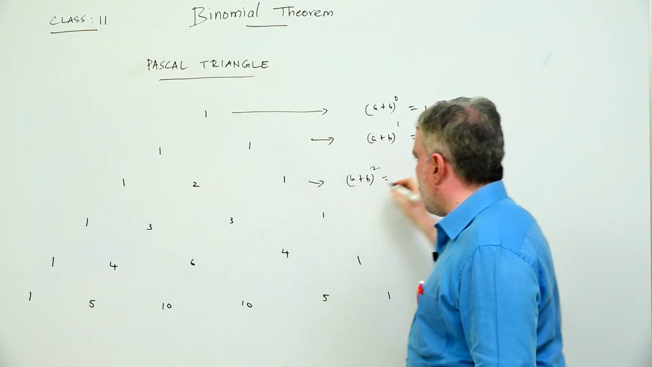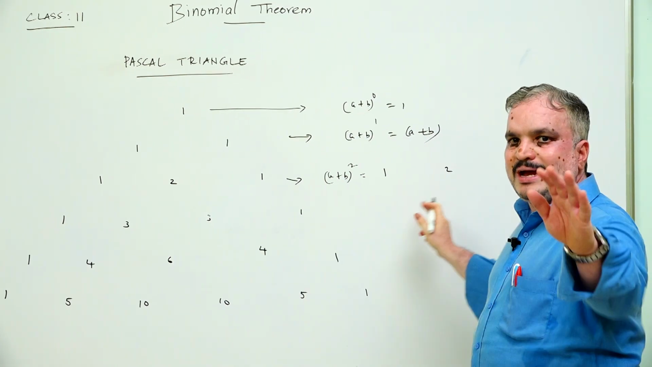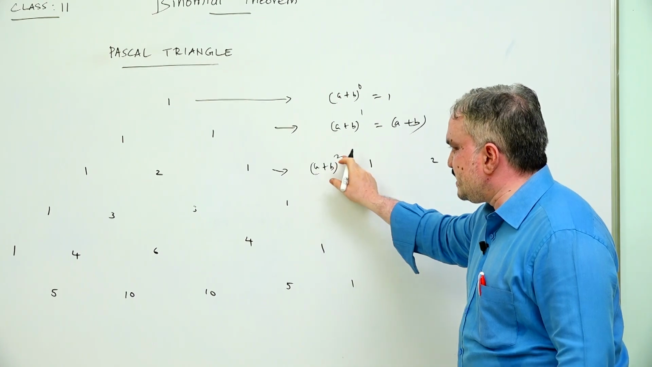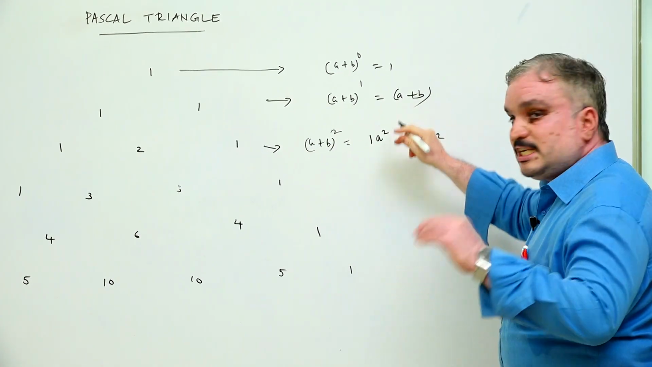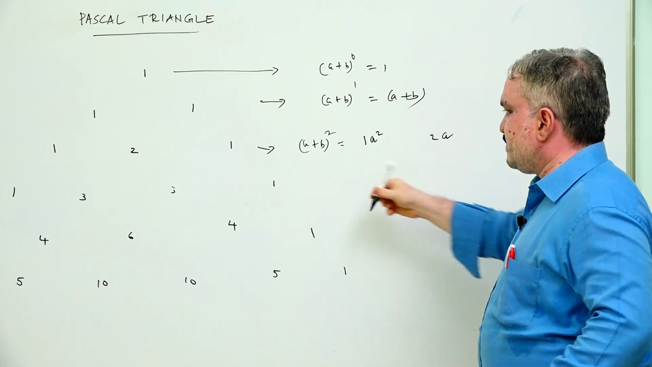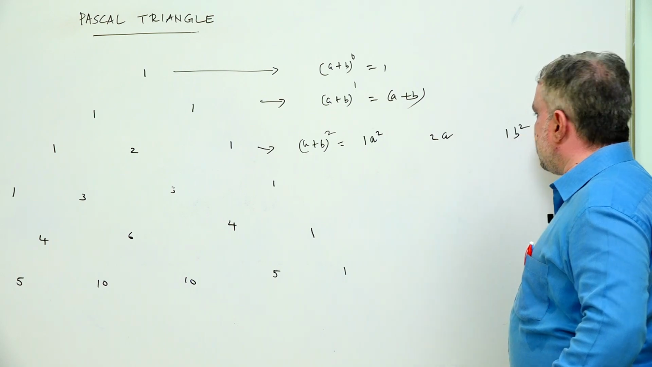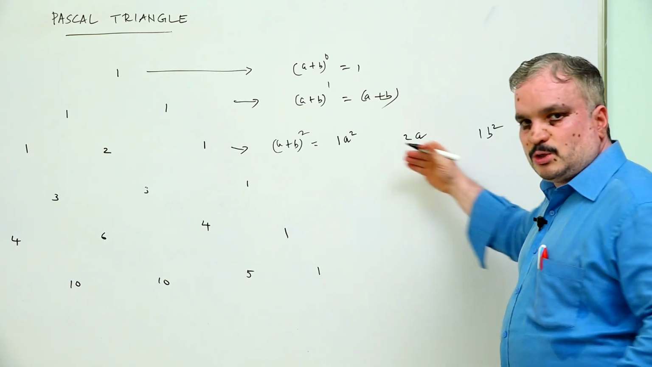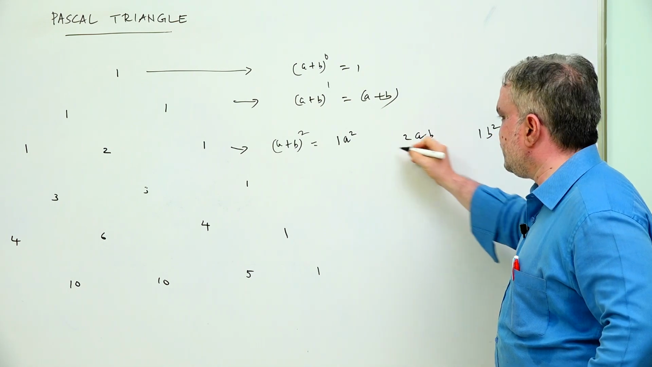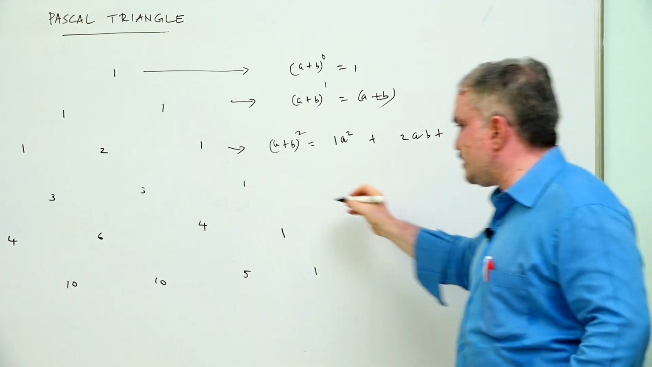First we take 1, then 2, 1. These are the binomial coefficients. First we take a square, then we decrease the power of a by 1, so we get a. At the end we have b square; starting with b square and decreasing the power by 1 from right to left, we get b. So a plus b whole square gives a square plus 2ab plus b square.